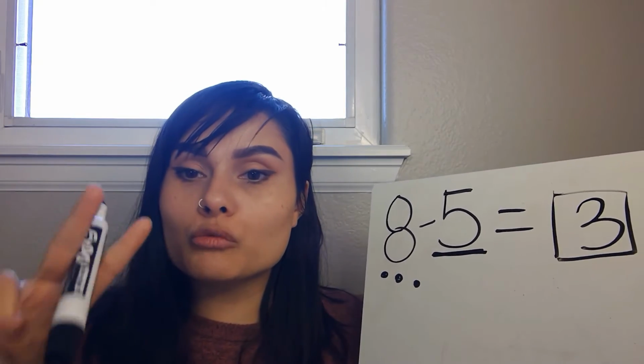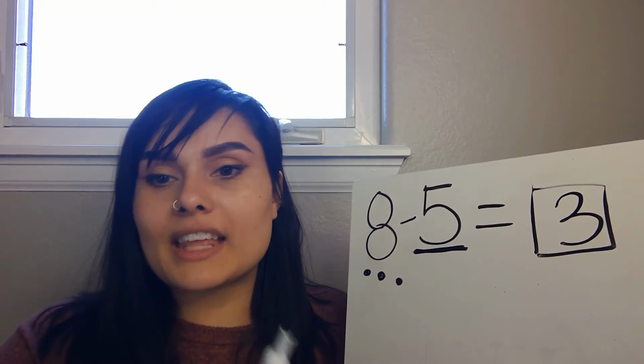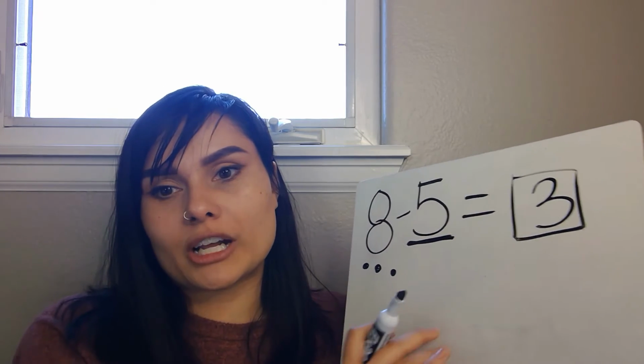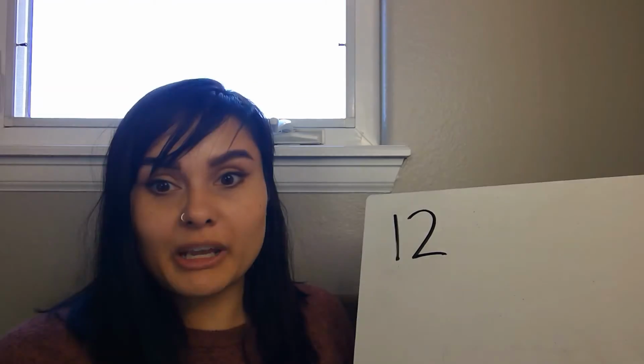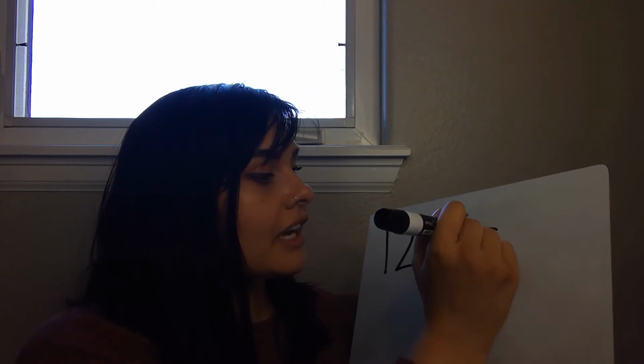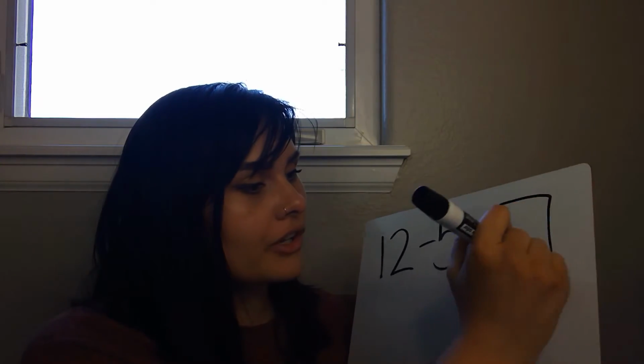I'm going to do 2 more problems using that counting on strategy in subtraction. My next story problem is I have 12 pairs of shoes, but I give 5 of them away. How many shoes do I have left? So I'm going to make that equation. Always my first step. It's the sentence for math. So I had 12 pairs of shoes, but I gave 5 away. And I want to know how many shoes are left.